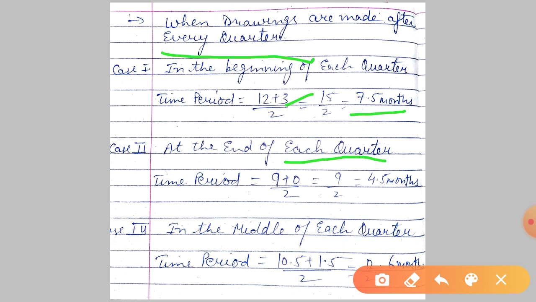So you have to keep in mind that when the drawing is taking place, if it is during the year, then the time period will be 6 by 12, and if a date is given, then from that date till the end of the accounting period. In this way the interest on drawings is calculated. If nothing is mentioned, then it will be 6 by 12. Okay, I hope these points are clear to you. And in the middle of each quarter, it will be time period after first drawing plus time period after last drawing divided by 2. So these are the time periods.